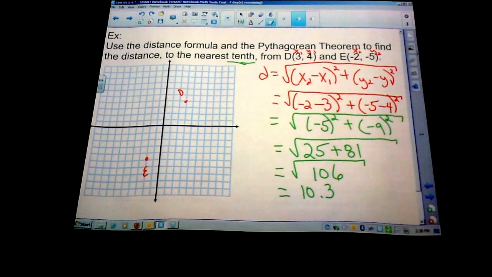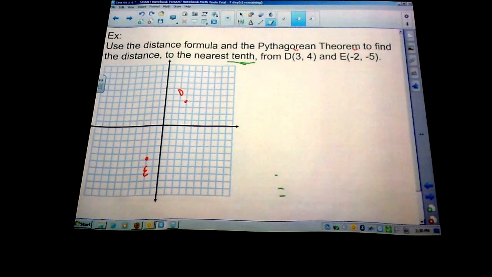Okay, let's talk about how we could do the same problem using the Pythagorean theorem. So I'm going to erase this work, and again, if you need to pause, rewind, look at it again, feel free to do so. And I'm going to go ahead and draw that segment now in between these two. And now I want to think about how I could possibly create a right triangle so that I could plug it into the Pythagorean theorem.